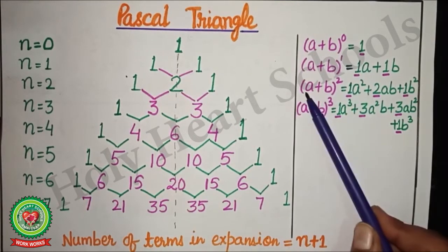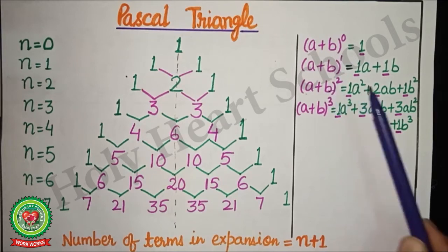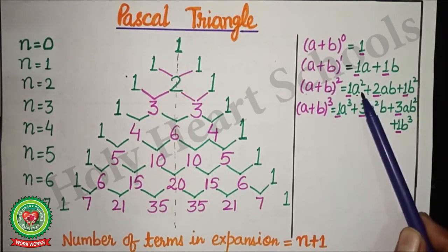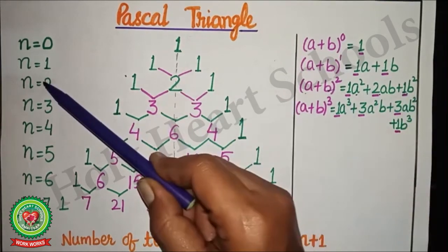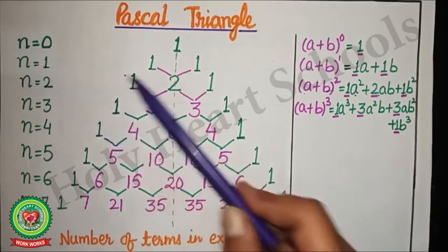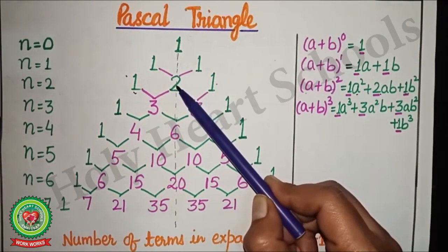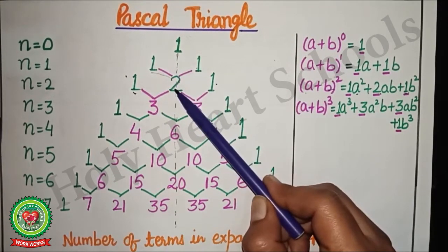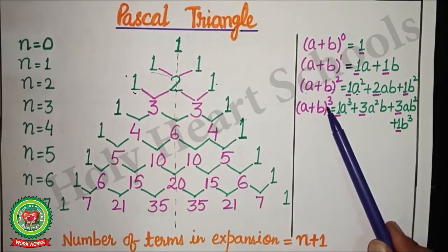Next, when (a + b) square is there, and we know about this identity, it is a square plus 2ab plus b square. Now check their coefficients. It is coming 1, 2 and 1. Now from Pascal triangle, for n equal to 2, we will write 1 in the starting and 1 in the end. And middle term we can find by adding these two terms. So 1 plus 1 is 2. Now (a + b) whole cube.